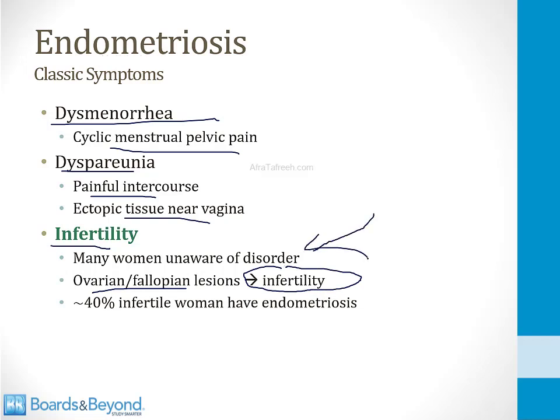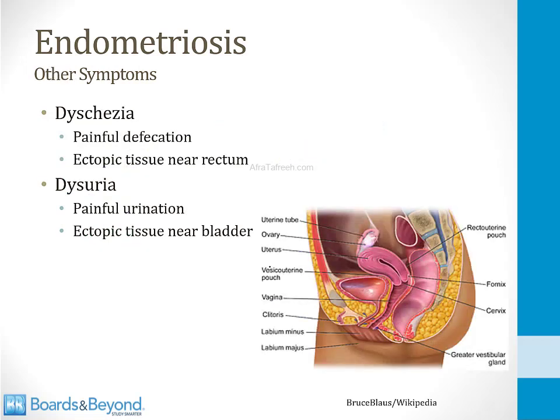They think they just have painful menstrual periods, which can be common even in women who don't have endometriosis. So some women initially present with infertility rather than some of these other symptoms. And it turns out that about 40% of women who present for infertility evaluations are ultimately found to have endometriosis as an underlying cause. So shown on this slide is the classic triad of symptoms of endometriosis, that is dysmenorrhea, dyspareunia, and infertility. Some less common symptoms of endometriosis are shown on this slide.